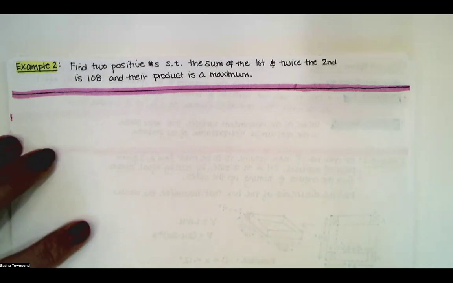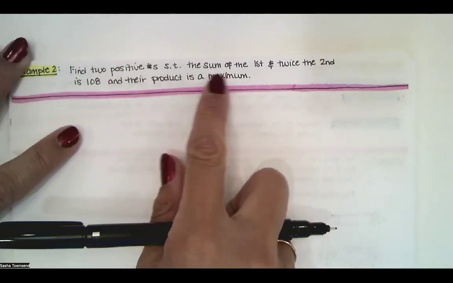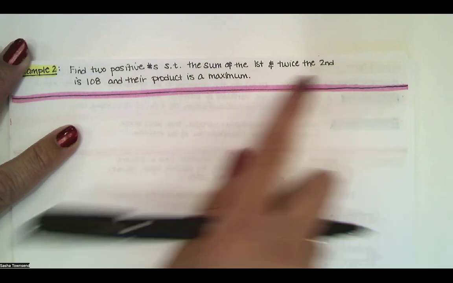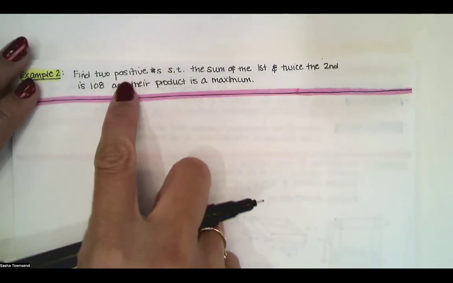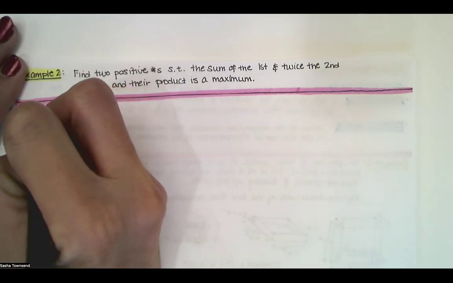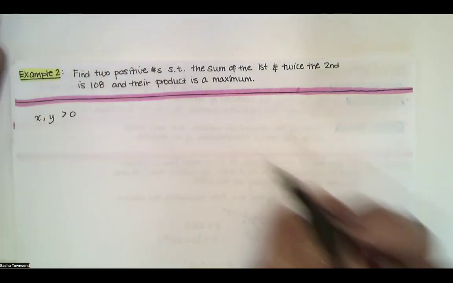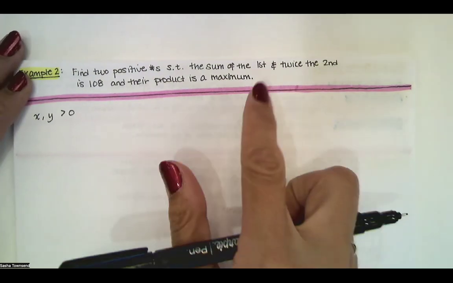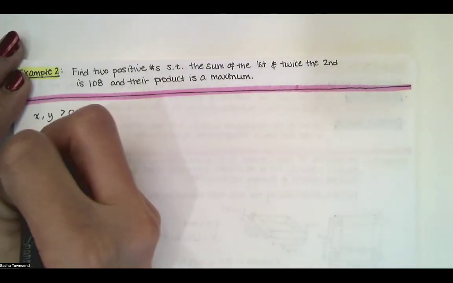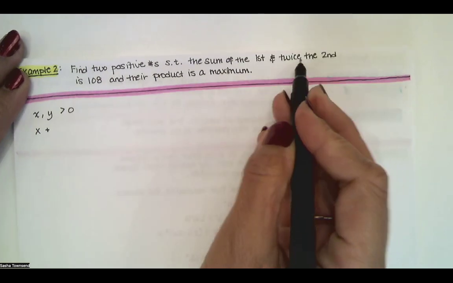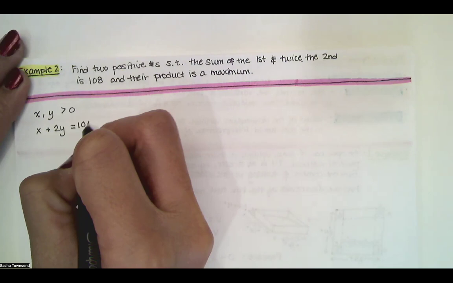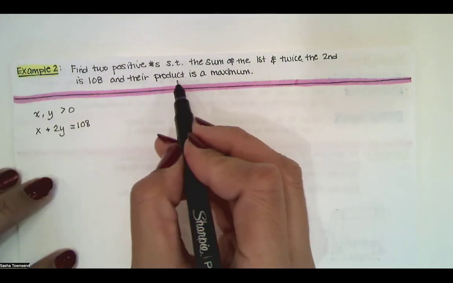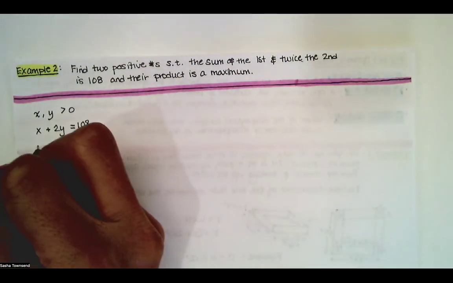So here's a second example. It's a little bit contrived. It says, find two positive numbers such that the sum of the first and twice the second is 108, and their product is a maximum. So first of all, I'm talking about two numbers. I'll just call them x and y, and I'm requiring them to be positive. And the sum of the first, so I'm adding the first, and twice the second, so 2 times the second, is 108. And we're trying to maximize the product of these.